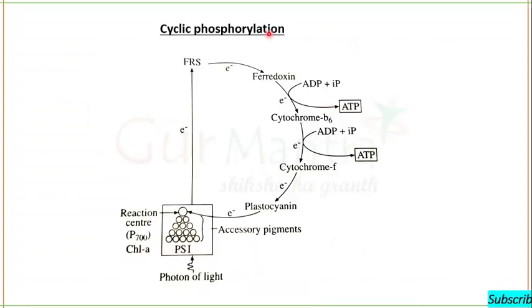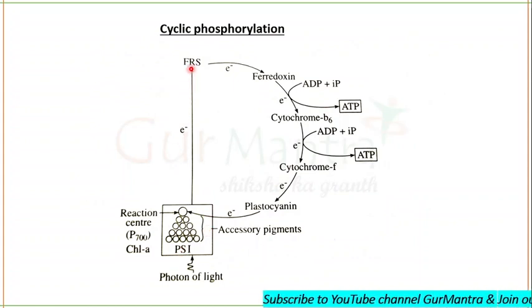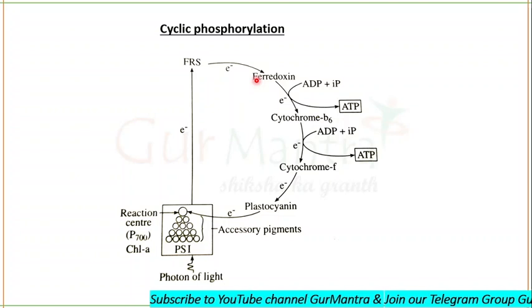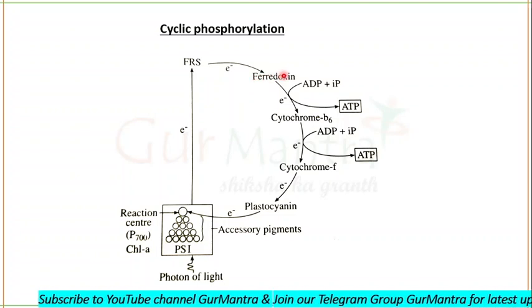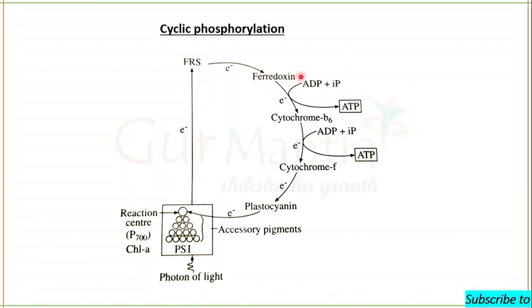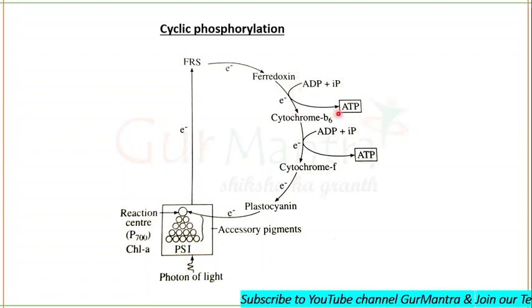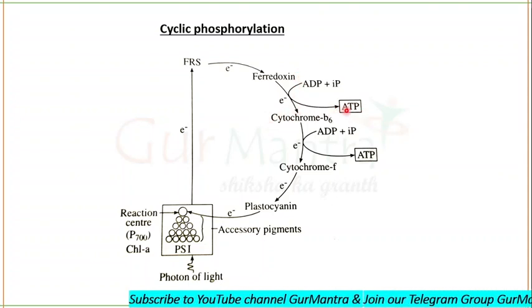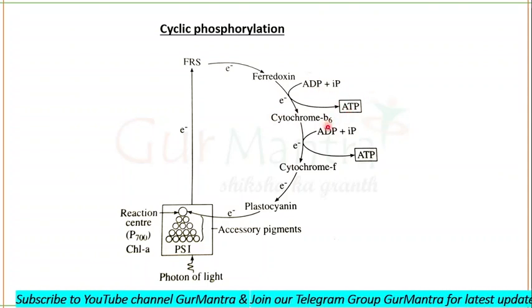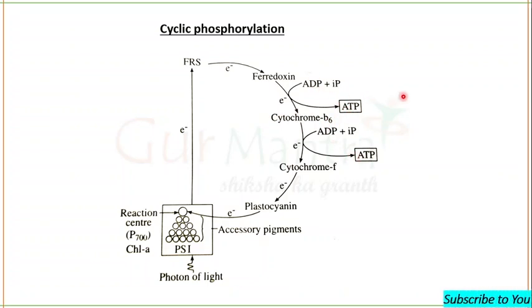Let's check it out here. This is photosystem 1. It will get excited and transfer its electron ultimately to ferredoxin, but ferredoxin now will not transfer its electron to NADP positive, rather it will transfer its electron to the cytochrome B6F complex. Now there will be the formation of 2 ATPs. There will be the formation of 2 ATPs during cyclic phosphorylation.